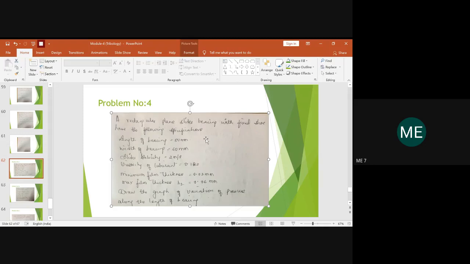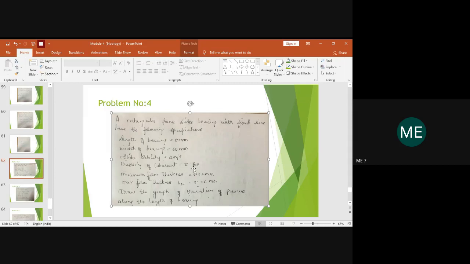You need to convert that into meter later. Width of the bearing B is given to be 60 mm. Please take down the value of B equal to 60 mm. Slider velocity is given directly in meter per second, so no need to convert anything. Write down capital U, which is the slider velocity, as 2 meter per second. Then the viscosity of the lubricant is given as 0.1 Pascal second. So no need to convert. It is not given in centipoise, it is Pascal second.